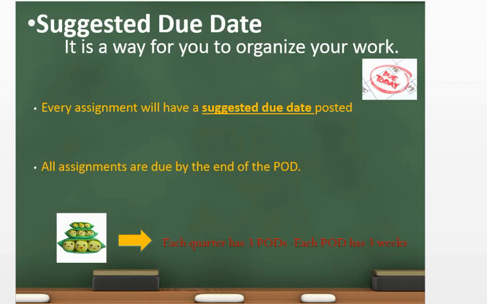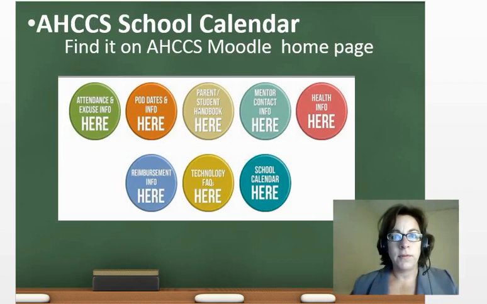At the end of the pod, the teacher will close the pod to start the new pod. So you can't go back and do your work if you missed it during the first 3 weeks. So keep that in mind. And just a reminder, each quarter has 3 pods, and each pod has 3 weeks. It's a way for us to let you look at your assignments in small chunks. And remember, if you need to look at any of this information for the pod dates in the school calendar, you can find them on the buttons on your Moodle homepage.